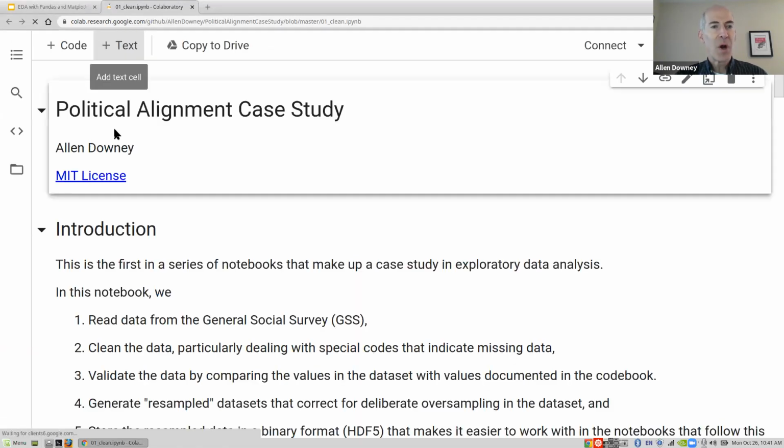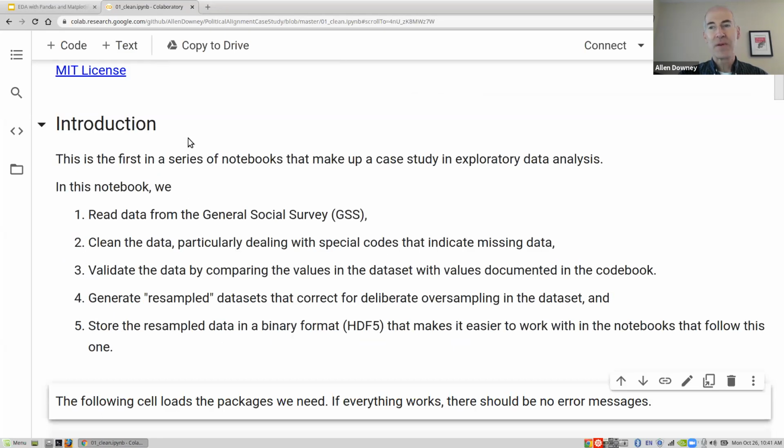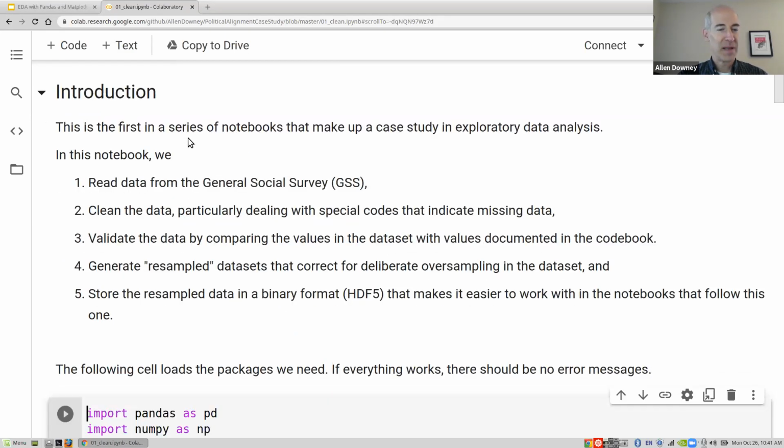And this is a Jupyter notebook that's running on Colab. If you haven't used notebooks before, the most important thing to know about is the Shift-Enter command, which will execute the current cell and move on to the next cell. So the first few cells here are text, and you can read through that. As you work through the notebook, you can read the text.